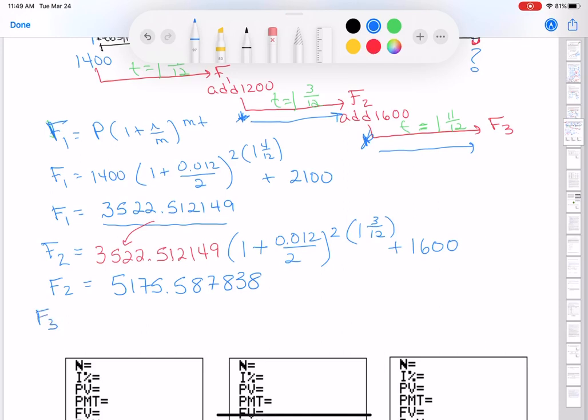And again, this old future value becomes my new present value. I transfer it with all of the decimal places intact, and it's going forward at 1.2%, compounded semi-annually, and this time it's for 1 year and 11 months.